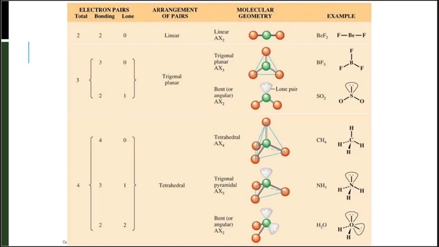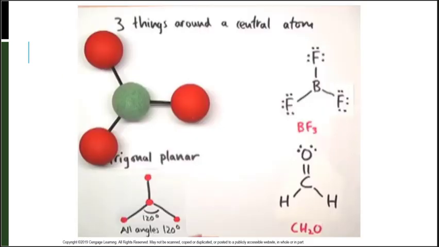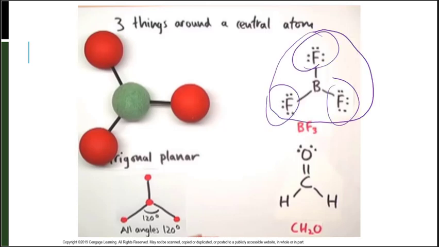Again, this is showing us how to use that. If I have a total of 2, and of those 2, two bonding atoms, that gives us a linear structure. Let's look at if we have three things around a central atom. My electron geometry for 1, 2, 3 things should be trigonal planar.